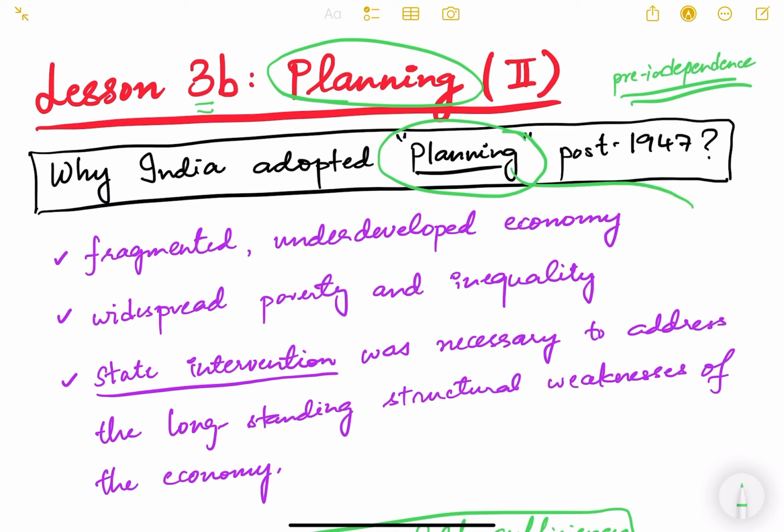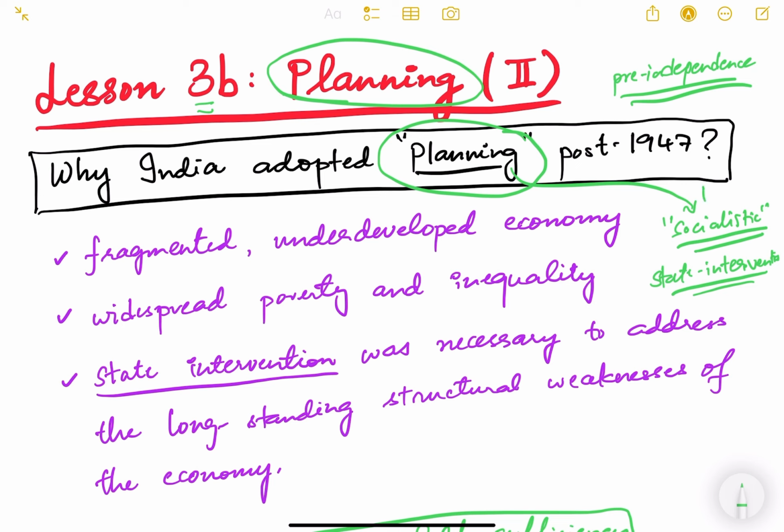So basically, friends, when we talk about planning, keep one thing in mind, that planning is related to a socialistic kind of economy, where there is state intervention. The state is intervening in economic activities. The state decides resource allocation. States will run the factories and do the business. They will control each and every business activity, because in the initial phase, the economy needs support from the state so that it grows on a correct path. So it is a kind of socialistic approach to develop the economy.